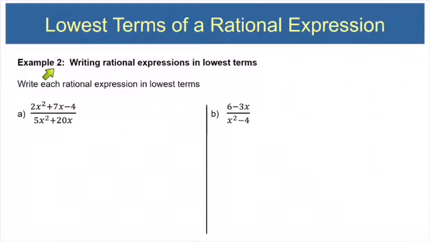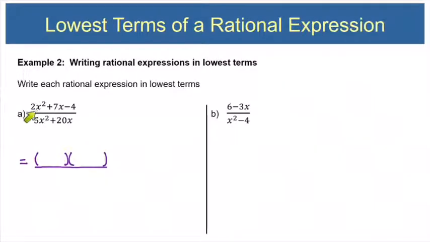Here we have example 2, and the instructions say write each rational expression in lowest terms. So we know that we can't cancel from terms, we must cancel from factors. So we're going to try to factor the top. Now I look at the 3 terms in the top, I see that that's a trinomial, and I also noticed that there's nothing that goes into all three terms, so I know I'm going to be able to break this trinomial down into two binomials.